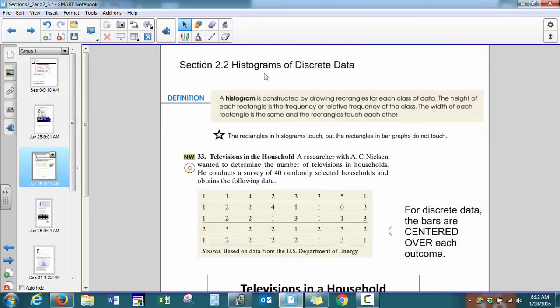So we can create histograms. Histograms and bar charts look very similar, but you have to remember some very key differences. So the rectangles in a histogram touch because we're dealing with quantitative data, numbers, and numbers can fall on a number line. But in bar graphs, your rectangles do not touch. So bar graphs are for qualitative data, like favorite colors, where were you born. Quantitative data, the bars do touch.